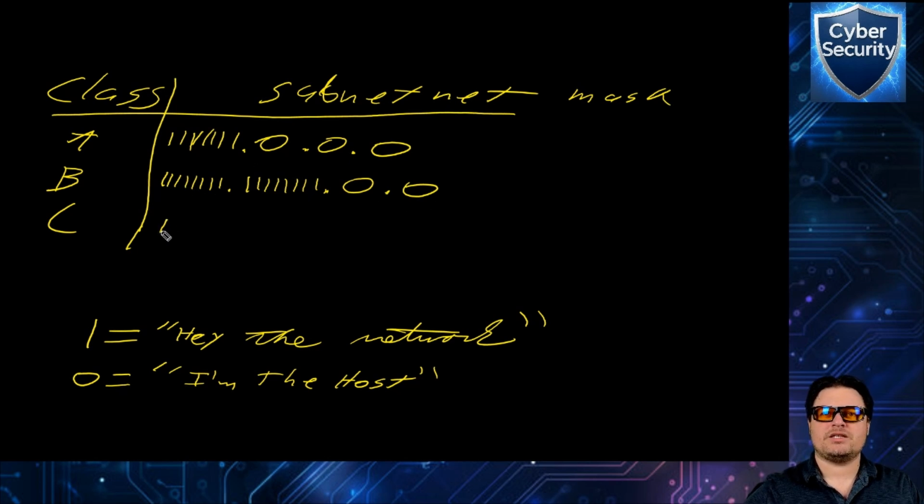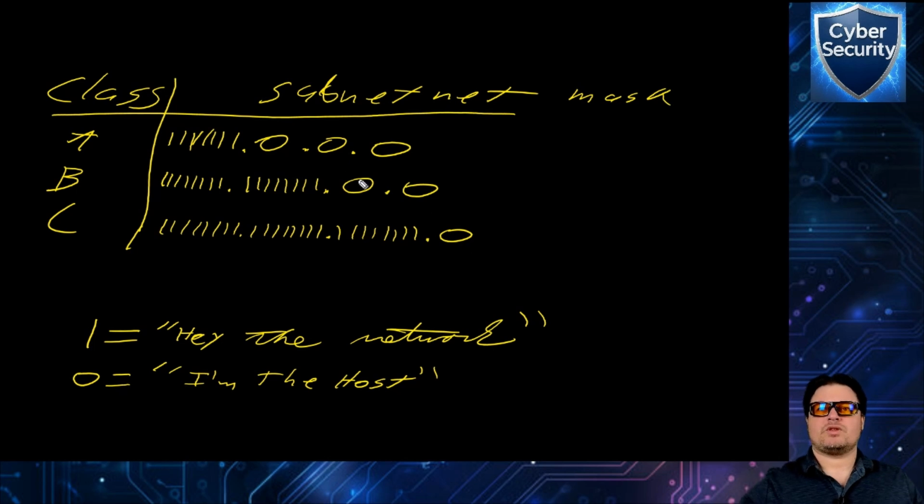And then the C's are technically 8 ones, 8 ones, 8 ones, and then zeros. So your zeros represent the host. It says, I'm the host. And the one says, I'm the network.